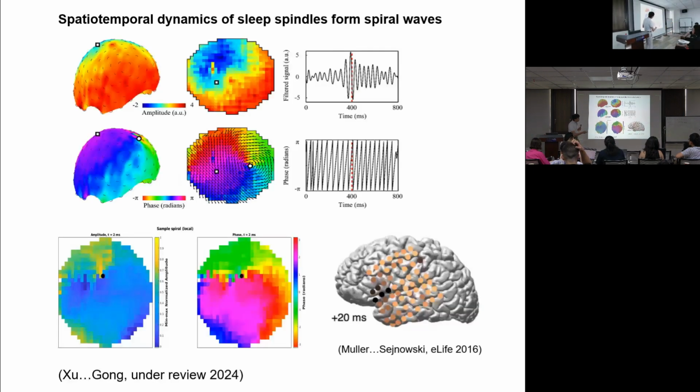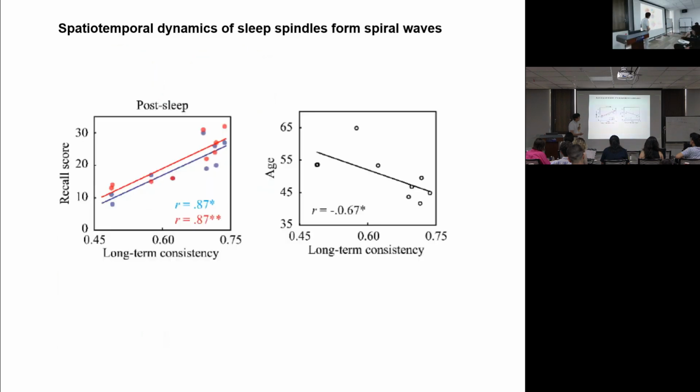Yeah, here, people found similar spiral waves or rotational waves based on ECOG recordings for sleep spindles as well, by Terry Sejnowski's group at the Salk Institute. They also found that those spirals are very consistent as well. But for the first time, we linked those spirals to behavior, and this long-term consistency is a good index of aging. As we are getting older, the consistency would decrease.